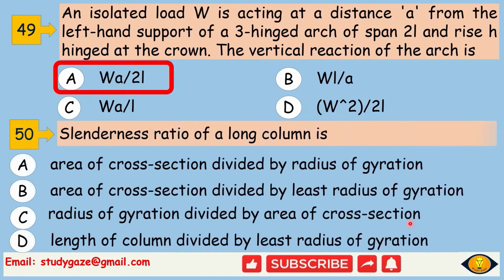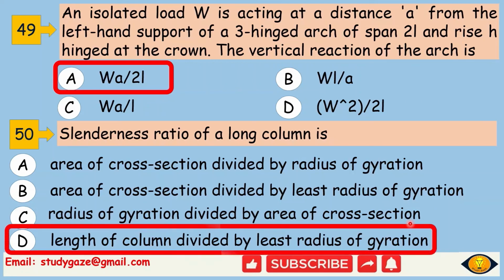Next, slenderness ratio of a long column is, so what is slenderness ratio? It is the length of column divided by least radius of gyration.